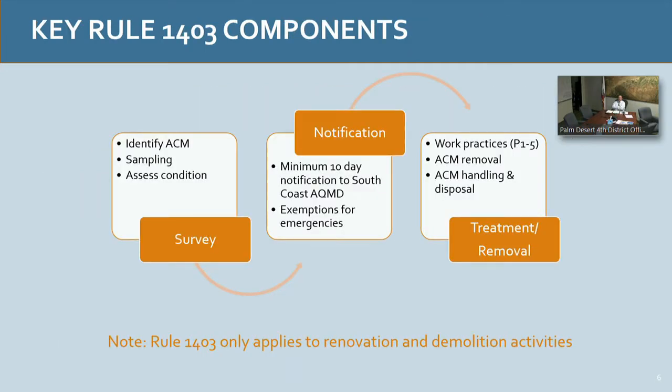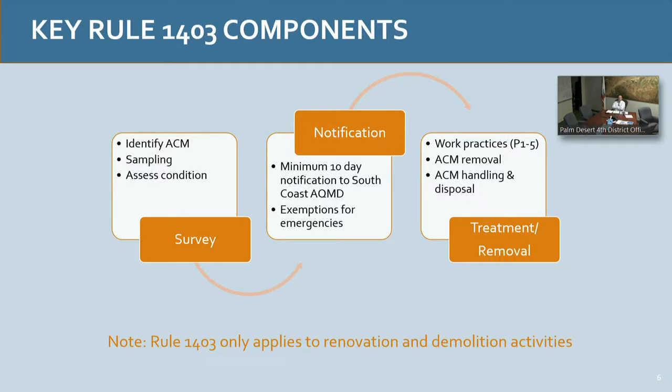The key components of Rule 1403, there are three parts to it. The first part is a survey. You want to go in and survey and assess materials, see if you can identify asbestos-containing materials, as well as assess the condition of those materials. If it's non-friable material, is it intact? Is it posing a risk of exposure?